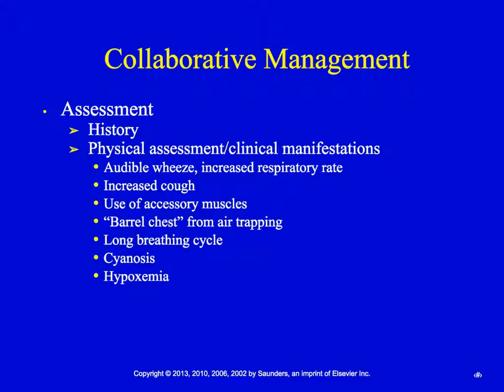Cyanosis is pretty obvious because of the poor oxygenation. It's going to make them a little cyanotic, especially during an acute attack of asthma. And hypoxemia is low oxygen levels in the blood.